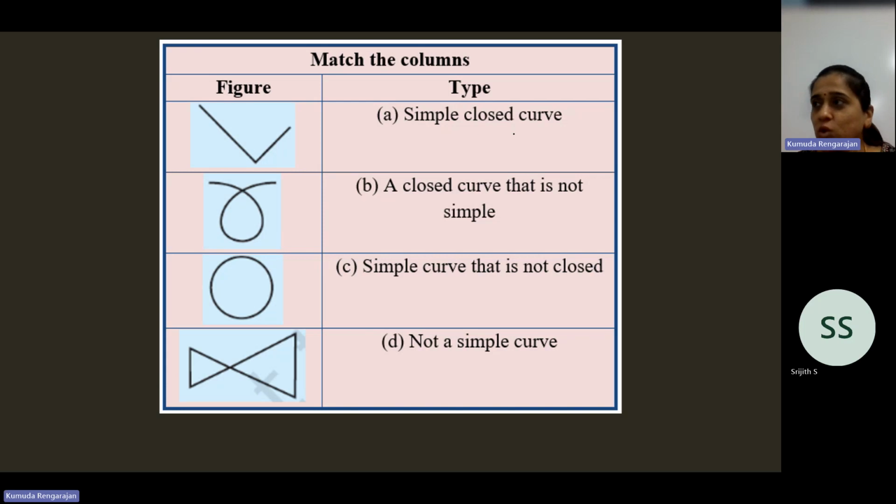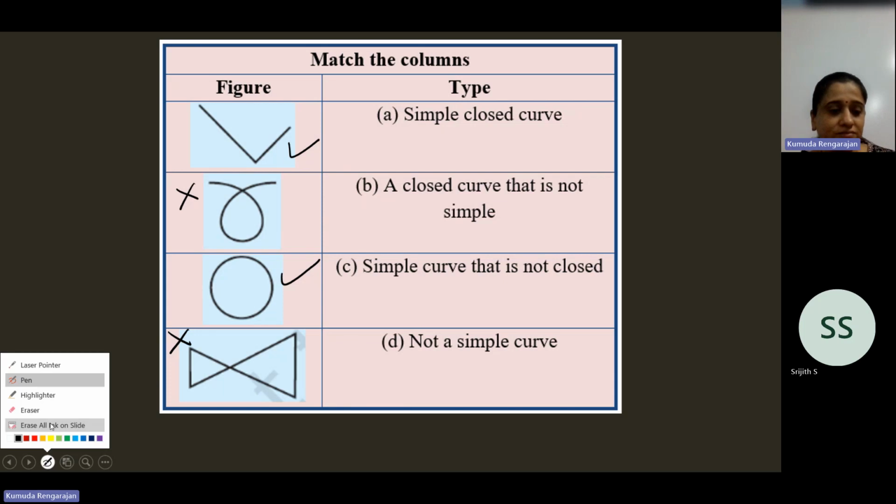First option, simple closed curve. It should be closed and it should be simple. See, this one is not simple because it's intersecting. This one also is not simple because it's intersecting. So these two will not come for the first one. It should be simple and closed. So these are the only two options remaining for the first one. So which is the correct option? Simple closed curve. This one, right?